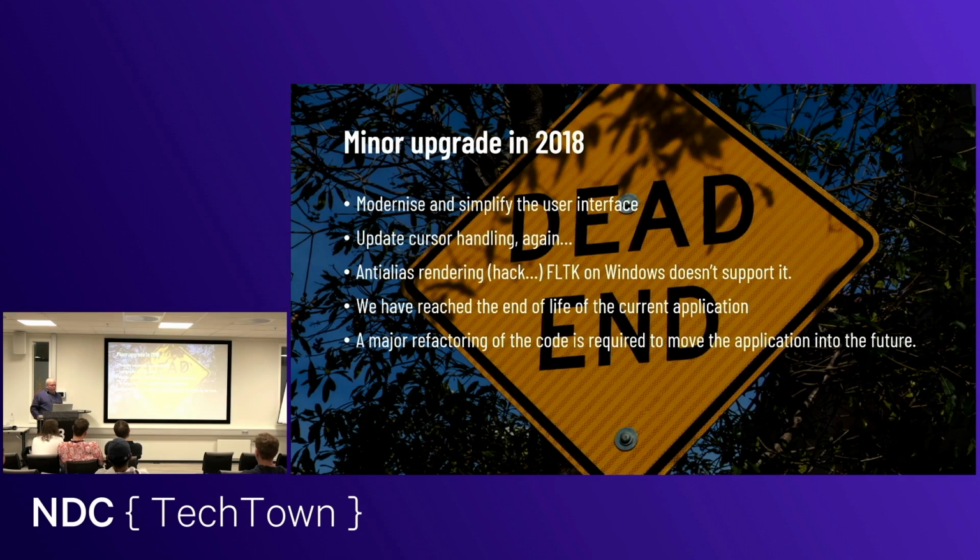I did a minor upgrade in 2018 again. And I started to realize that this was not working anymore. The application didn't provide any anti-alias rendering because FLTK couldn't support anti-alias rendering on Windows, which was really annoying. So I thought we are at a dead end of the current implementation. I thought we need to really do some refactoring of the code.